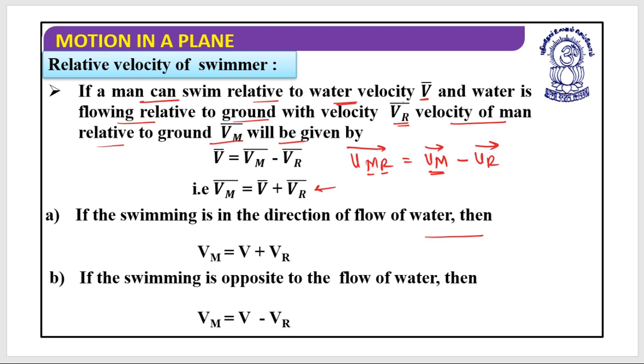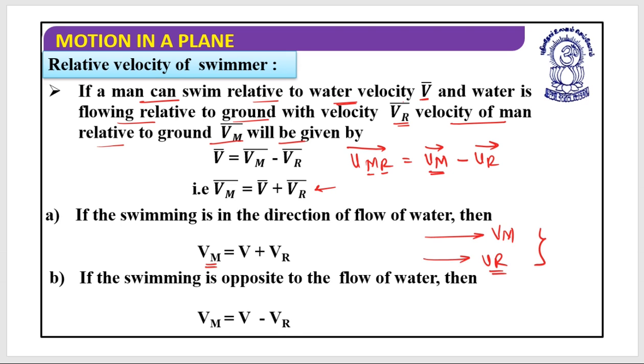Now suppose the motion is like this. It's a Vm and it's a Vr. So what would be the situation? When I consider this, these two vectors are moving in the same direction. Please understand that the velocity of man will get support from the velocity of river, because the man is swimming in the same direction as the direction of flow of water.